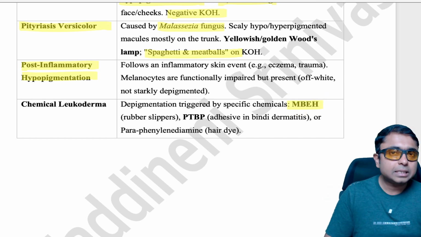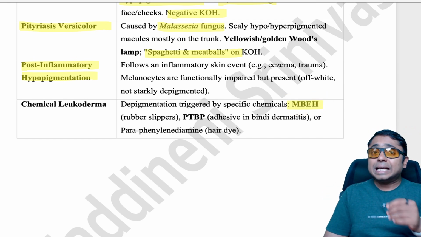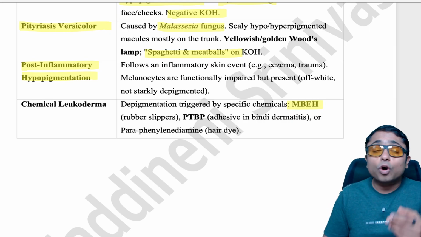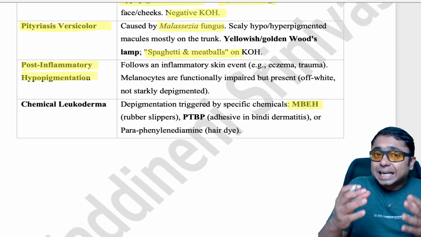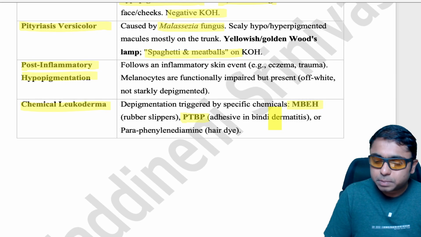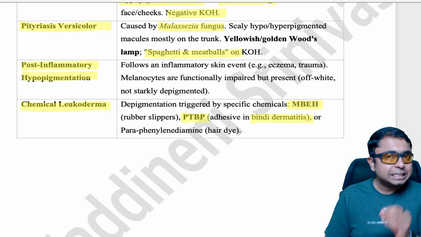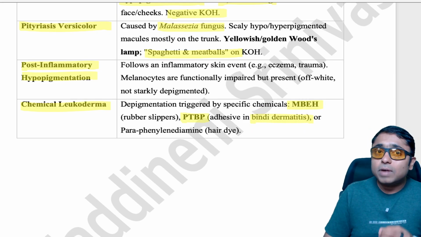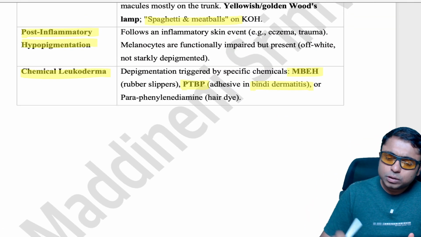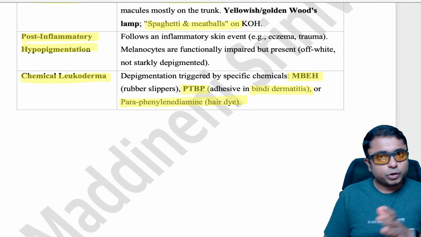Next one is chemical leukoderma. Remember, monobenzyl ether hydroquinone can be present in the rubber of slippers, which can produce destruction of the melanocytes, leading to white colored skin, which is called chemical leukoderma. PTBP, paratertiary butylphenol, which is present in the bindi, can also produce this destruction of the melanocytes, leading to whitish discoloration of the skin, chemical leukoderma. And even the hair dye PPD can also produce this chemical leukoderma.